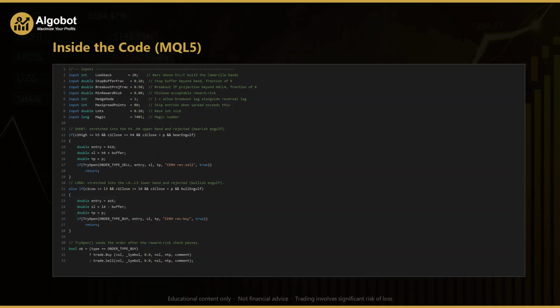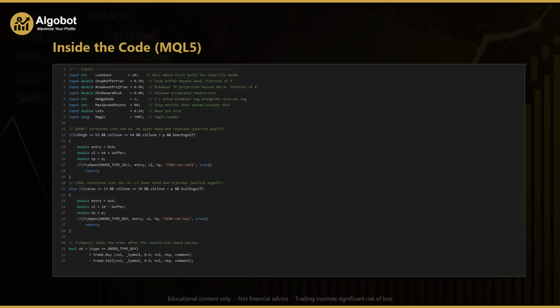The minimum reward to risk, set to 0.8, is the floor a setup must clear. Hedge mode, defaulting to 1, allows a breakout leg to open alongside an opposing reversal leg. There's also a maximum spread filter, the base lot size, and a magic number to tag the trades. Below the inputs are the two reversal signal blocks. The short block fires when the signal bar's high reaches or exceeds H3, its close stays at or below H4, its close is still above the central pivot P, and a bearish engulfing has formed.